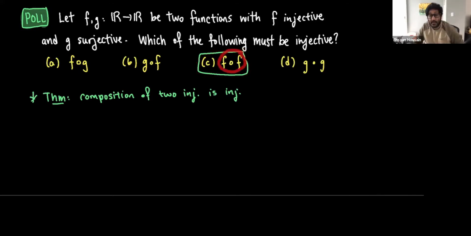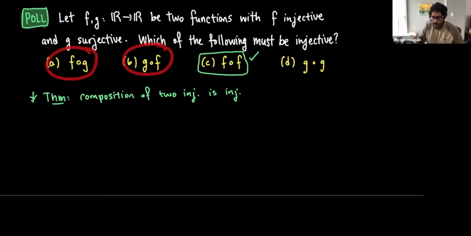Here I'm composing f and f. So f is injective. So it's f twice. That's still injective. Good. So the answer is C. And then since there's only one answer, you can kind of metagame this and say, oh, so it can't have been any of the others.